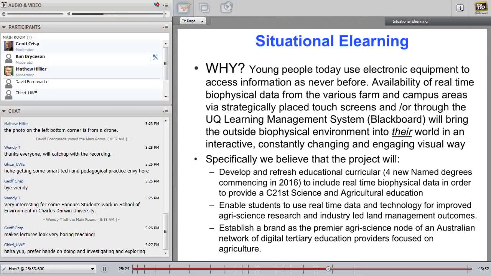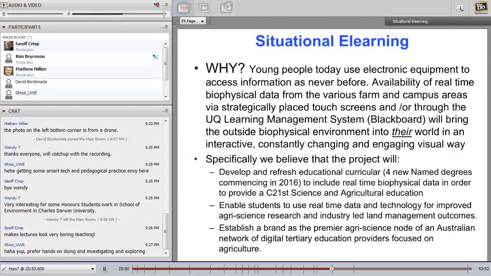We want to get students to use real-time data and technology for improved research and industry-led land management outcomes, because again, we're looking at that whole sustainability option, and students love the issue of sustainability. So if that's what we can do for them, so much the better. And to be honest, we want to establish a brand as the premier agri-science node of an Australian network of digital tertiary education providers. Why not? We've got to aim high.